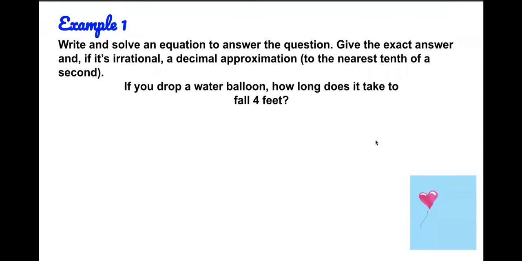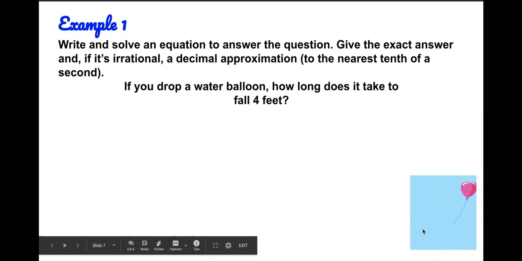Now, here in this example, if you notice, we're not taking into consideration an initial height. We're not taking into consideration any section. We just want to know in total, how long will it take for it to fall 4 feet? So here's our balloon. It's not a water balloon, but still it's a floating balloon.